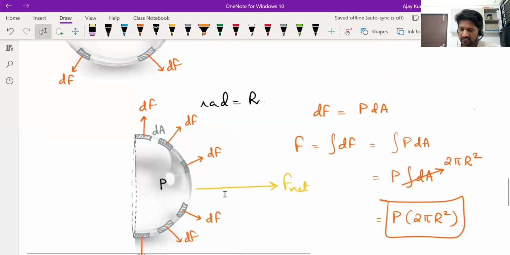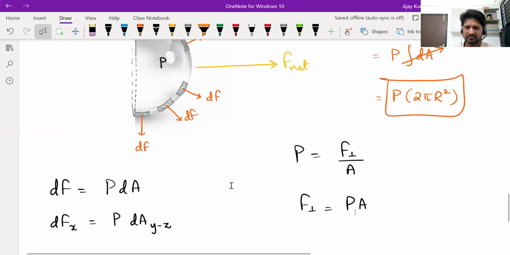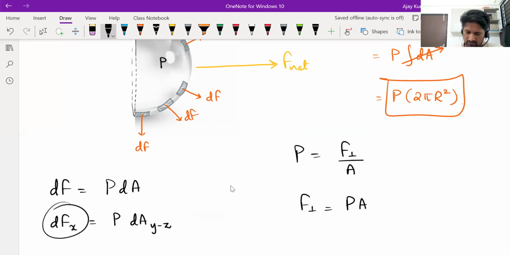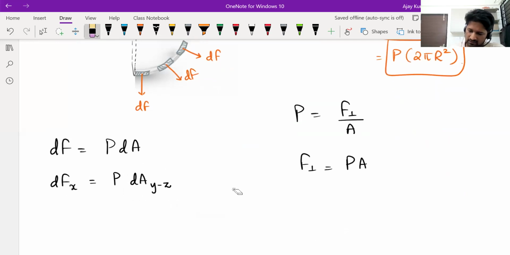Now, we have determined that the resultant of all these forces is going to be in the x direction. So we need to integrate the x components of these forces. X component of force will depend on area in the yz plane. Okay, like if you want force in this direction, it will depend on area this way. If this is the x direction, this is the yz plane. It depends on this area. Okay, so I'll just write it as yz.